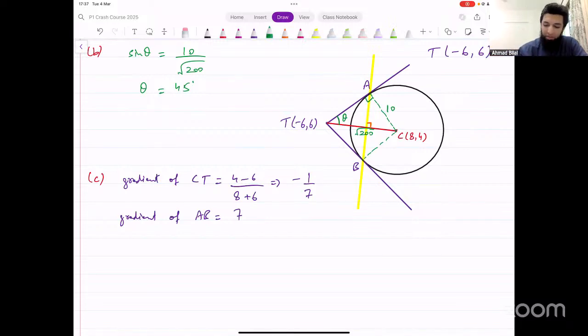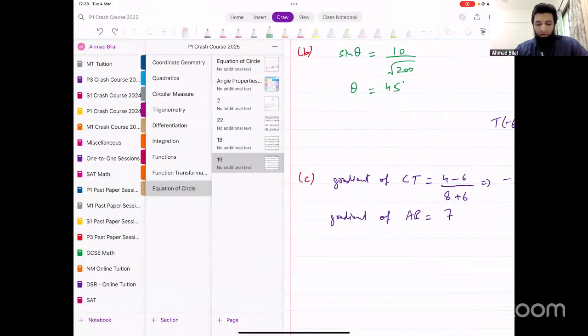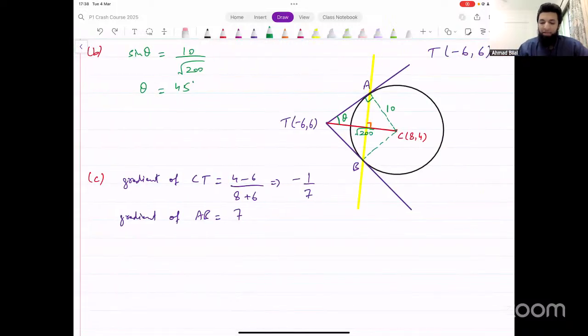How can you be sure that this point of intersection is the midpoint? How are we sure about that? How do we know that? Do we know that AB passes through the midpoint of CT? It's a kite, right? That's all that we know until now, that it's a kite. And if it's a kite, the diagonals do not necessarily meet at the midpoints.